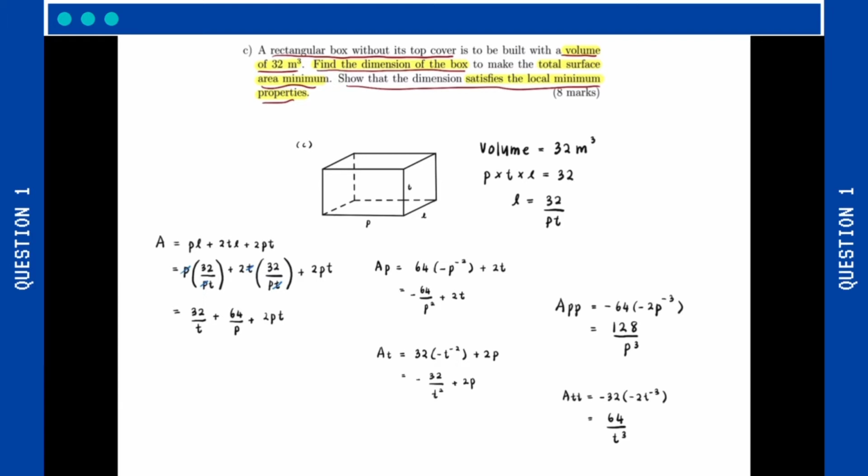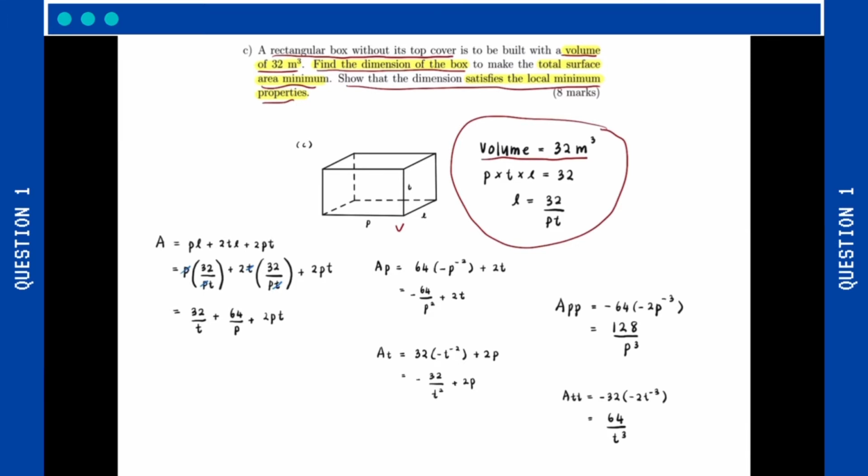First, I draw this rectangular box to make it clearer, and I jot down all the information given. We know that the volume is 32 meter cube, and the formula for volume is length times width times height. So we get P times T times L equals 32. And then we let L equal 32 over P times T.